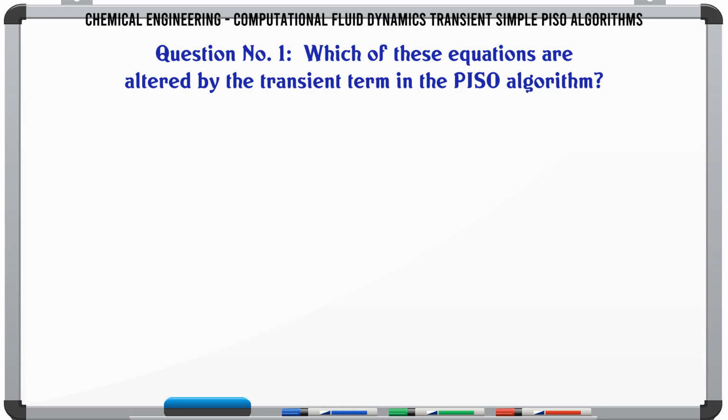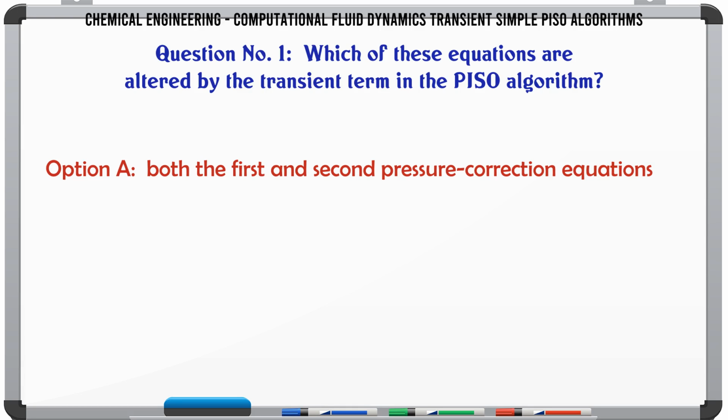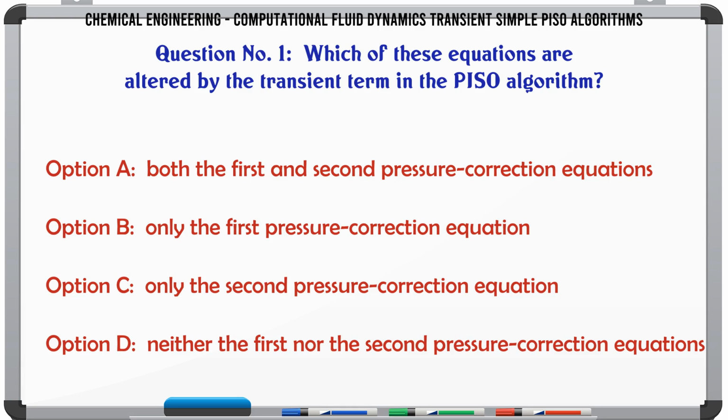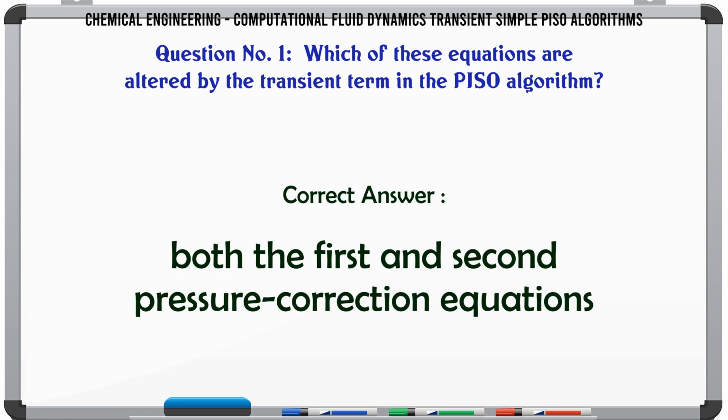Which of these equations are altered by the transient term in the PISO algorithm? A. Both the first and second pressure correction equations. B. Only the first pressure correction equation. C. Only the second pressure correction equation. D. Neither the first nor the second pressure correction equations. The correct answer is both the first and second pressure correction equations.